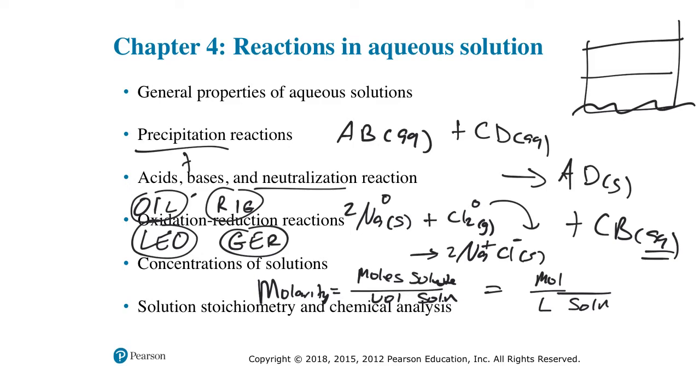So of course, you have the idea that you have a solute dissolved in a solvent. In this chapter, that solvent is water. And then you can describe the solution that results from the dissolving of that solute in the solvent.